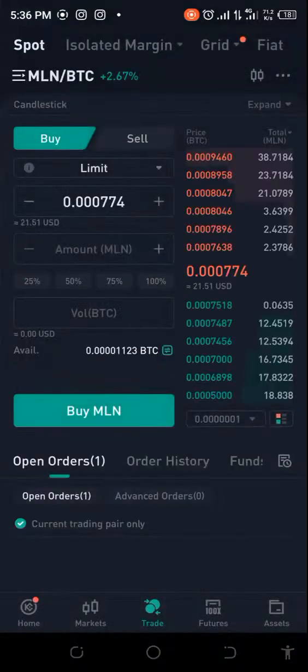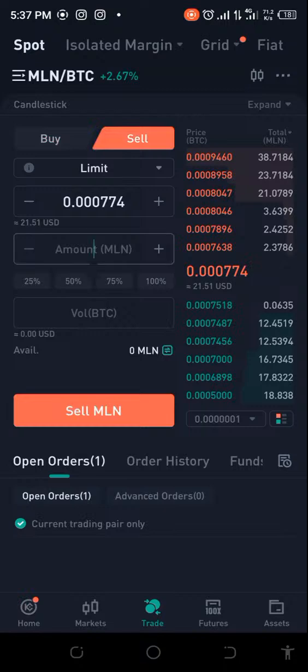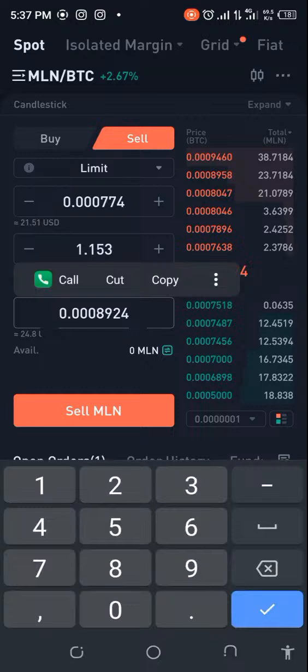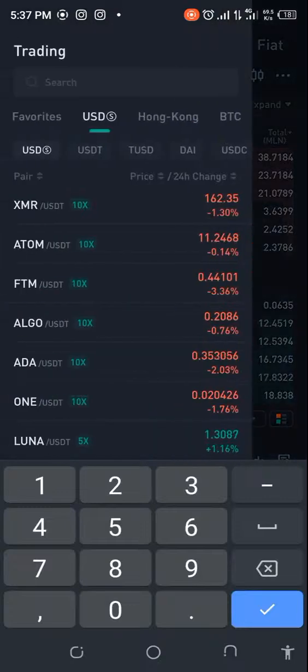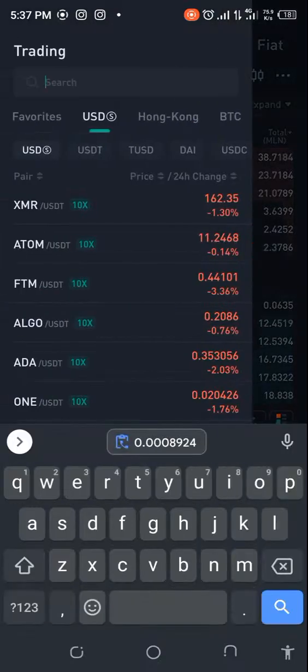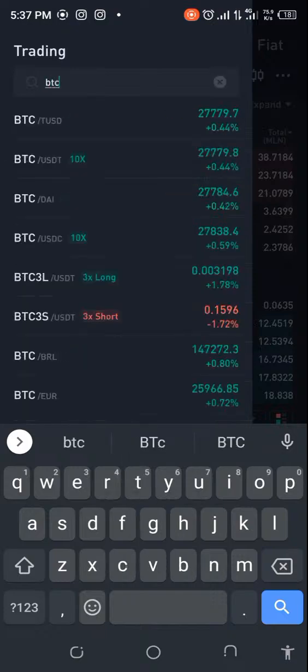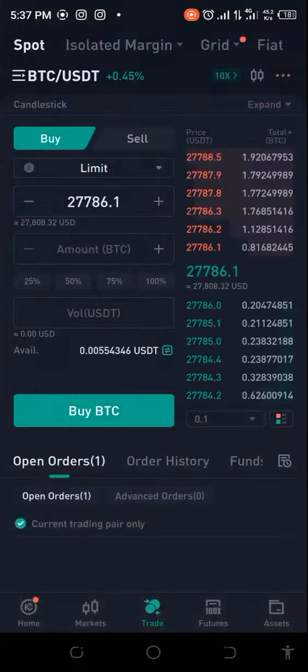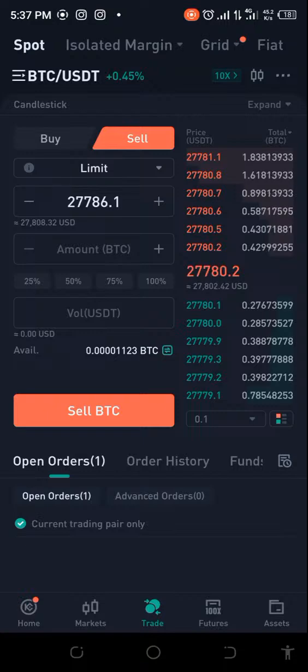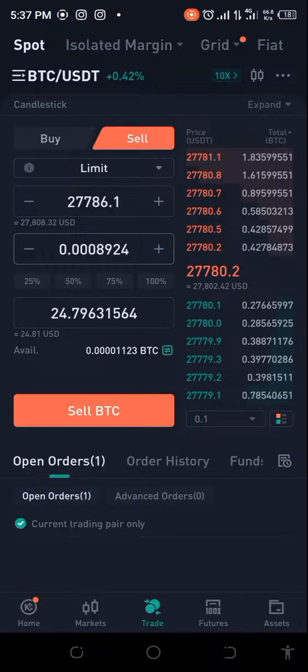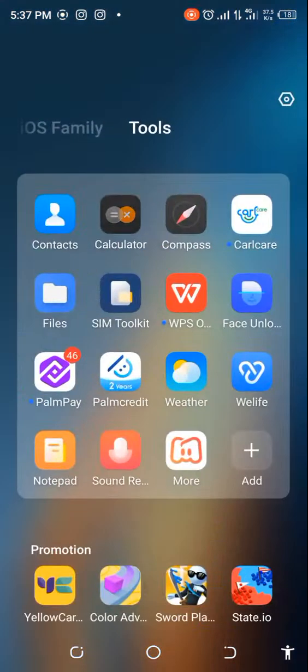Okay, we have 774. We put sell, we put the amount of MLN we have, then we copy that and quickly go and see whether we'll make money with this. Okay, let's go to BTC USDT and see whether we're going to make anything with this. Okay, let's put in here. Okay, so that's 24.796.